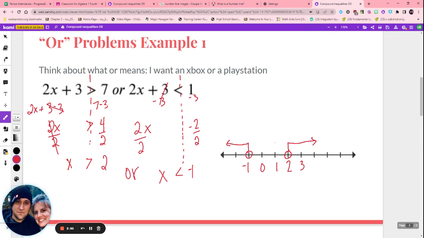All of those numbers. The only thing that isn't a solution is what's in between these. So my solution would go from -infinity up to -1, or it could be from 2 up to positive infinity. This is one way of writing it. This is called interval notation. Or we could just leave it like this. We could just say x is greater than 2 or x is less than -1.